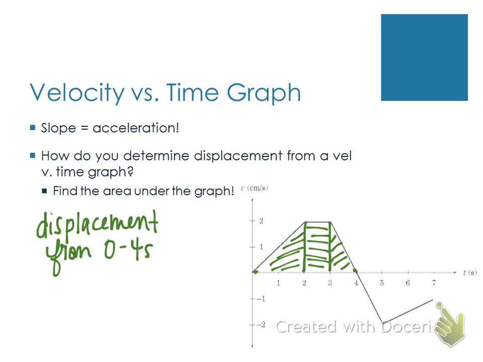Do they all happen to be on the positive side of the x-axis? Yep, that means we're moving forward that entire time. So our entire displacement would be positive. So for this first triangle, we'll take 2 seconds times 2 meters, times 2 meters over 2 because it's a triangle. So that gives us a 2 meter displacement for that first one.